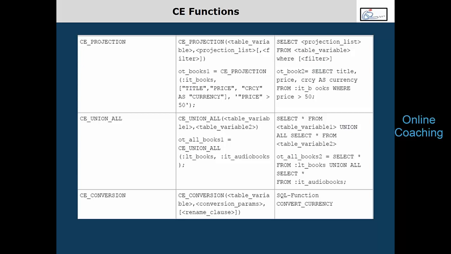CE_UNION_ALL is another operator. It's like union. Again, this also plays only on temporary table result sets. First collect the data from table 1 into itab 1 and table 2 into itab 2, and then perform union. When you say union all, it basically includes even the duplicates also.